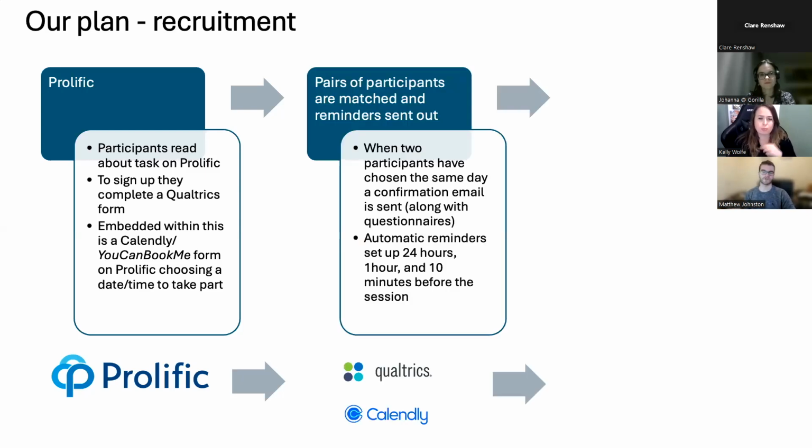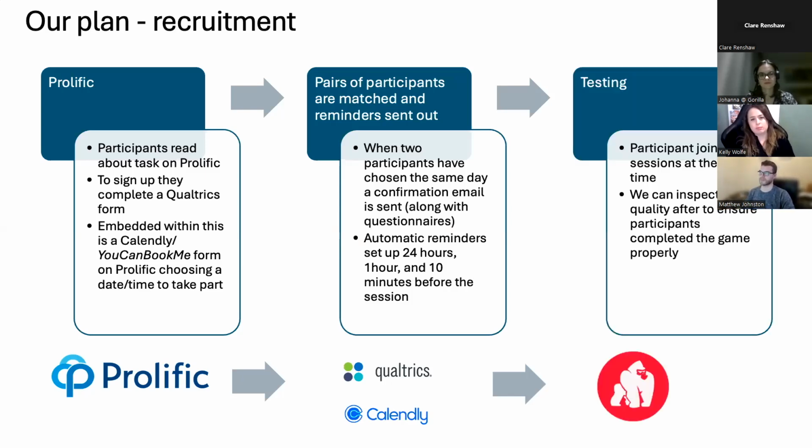Then when pairs of participants are matched by picking the same date and time, we send them a confirmation email automatically alongside questionnaires. And then these tools can automatically send reminders 24 hours before task, 1 hour before task, and 10 minutes before the session if you want. And then hopefully both participants will join the session at the same time.